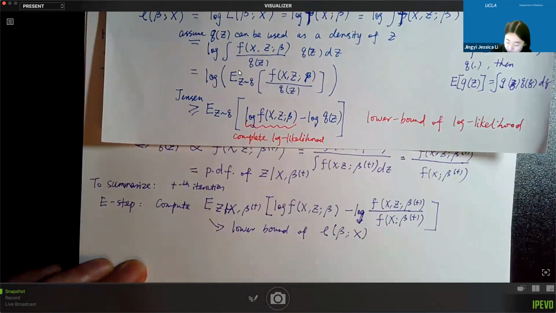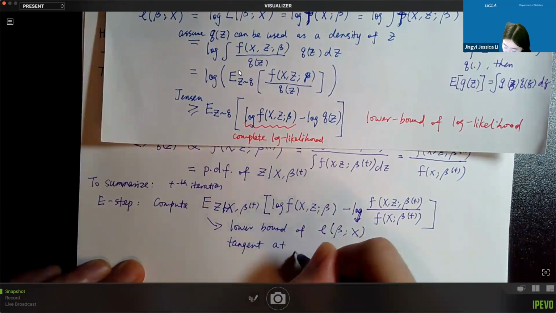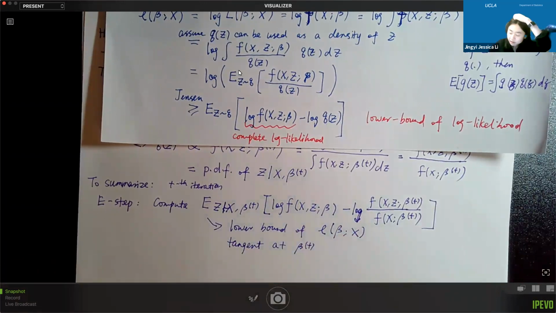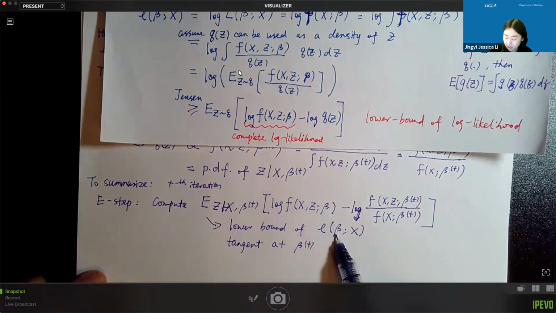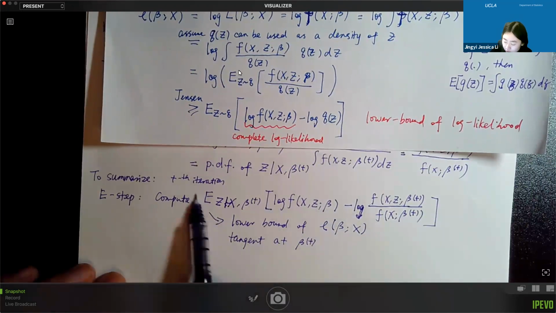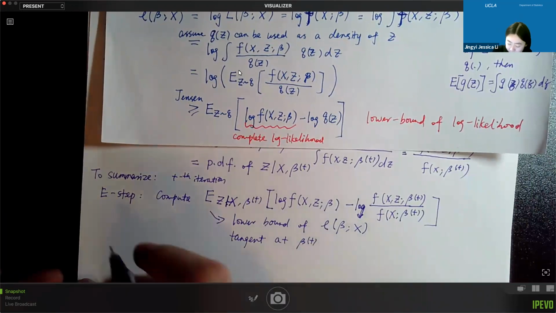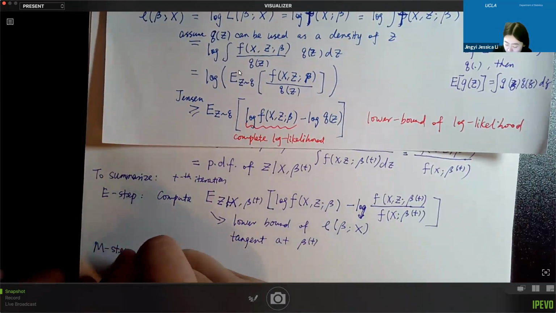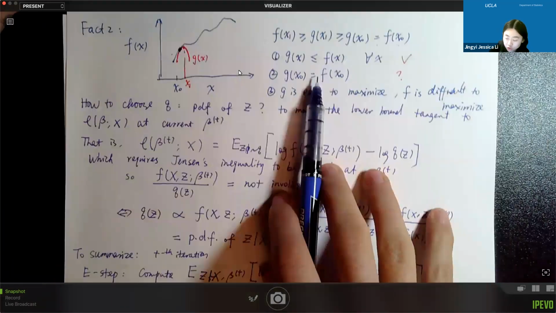And these two things are tangent at beta t. What we mean by their being tangent at beta t is that when I replace this beta by beta t, and then replace this beta by beta t, they become equal to each other. That's what we mean by tangency. So just keep in mind that this lower bound is still a function of beta, and beta is right here.